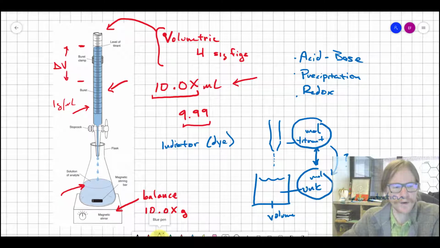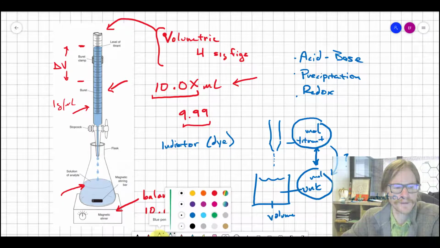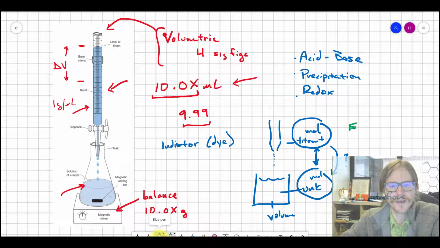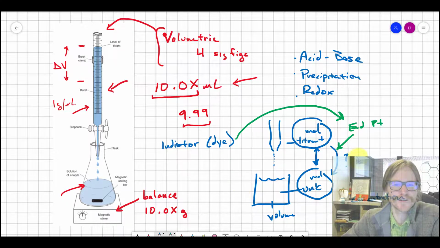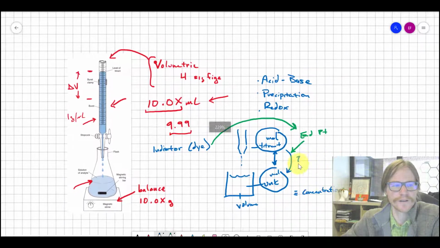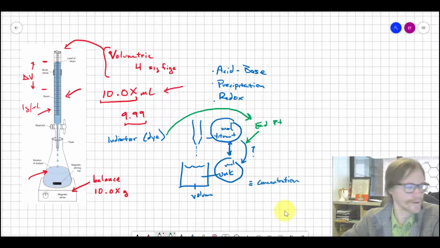So the endpoint of a titration, let's grab a smaller thing. An endpoint of the titration is this part. It's this moment when the moles of titrant are equal to the moles of the unknown as indicated by our indicator. And so there's some nuance here that I want to clarify, and this is always a point of confusion.